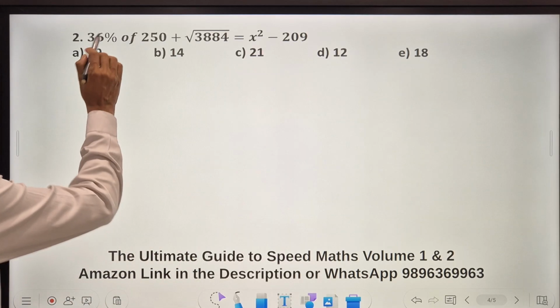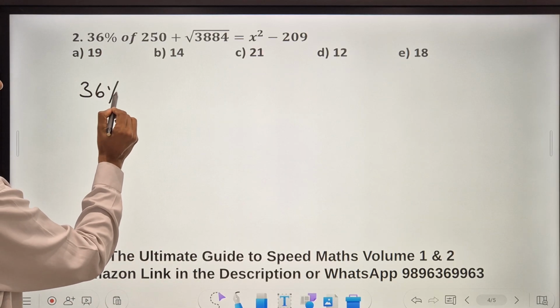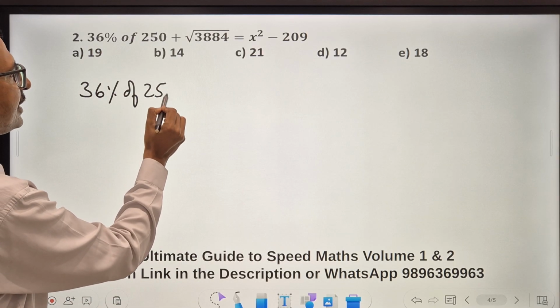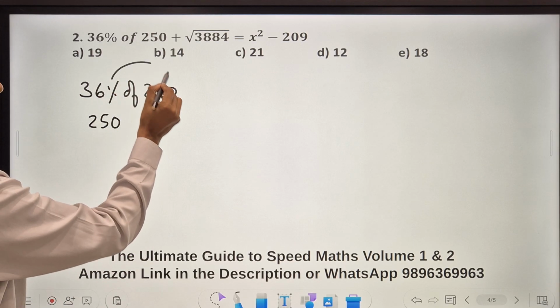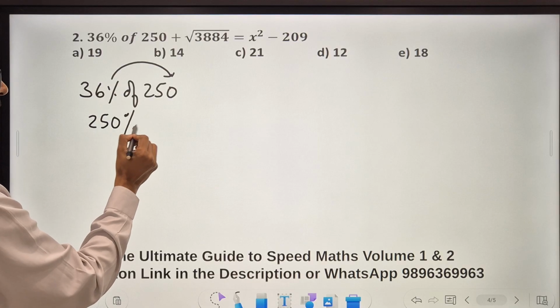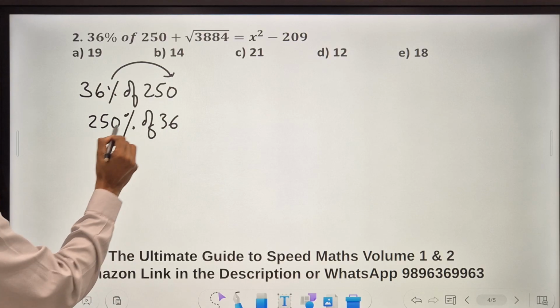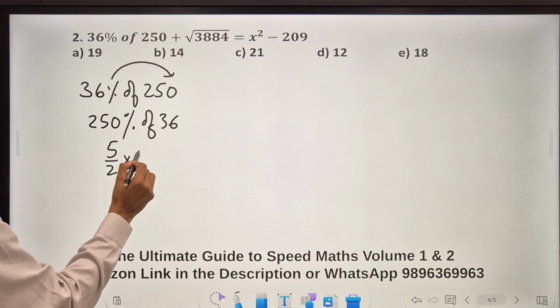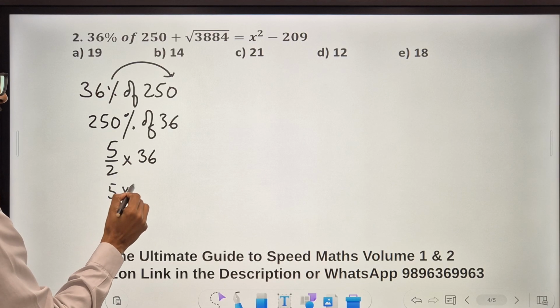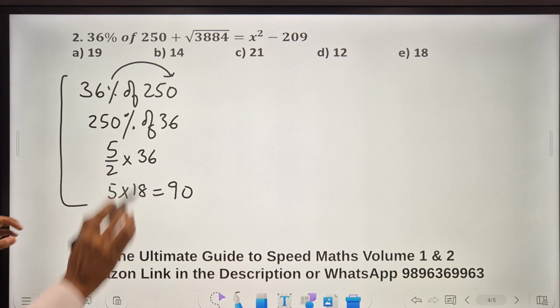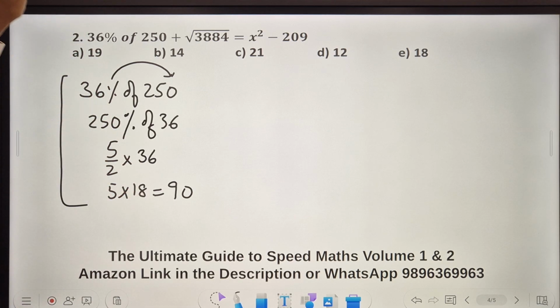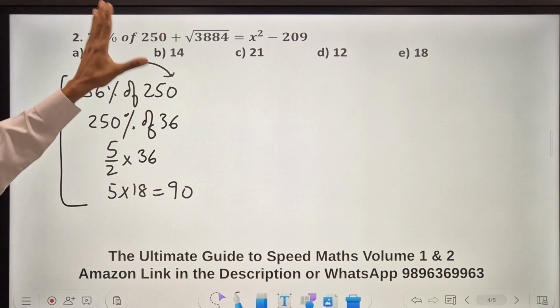Okay. So what should I do with this 36% of 250? 250 is an easy number to handle. So I will just swap that sign, just like I did in the previous question. 250% of 36. 250% is 5 by 2 of a number. Of 36 is 5 times 18, which is 90. Again, friends, remember, this is mental maths. This is not to be written. This is to be seen. If you see this question, this step should come to your mind immediately.